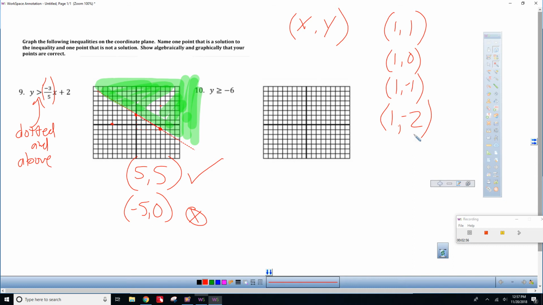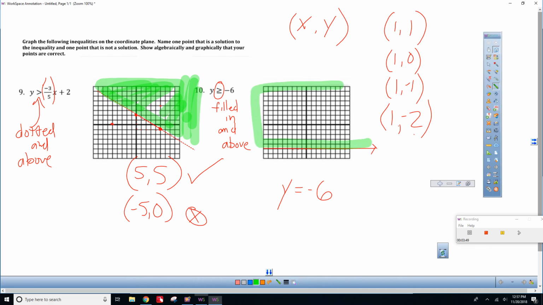Well, let's look at some points. What is the line y equals negative 6? Well, that's going to contain the points (0, negative 6) and (1, negative 6). All of those points have y equals negative 6. Well, we want y to be greater than or equal to, so this is a filled-in line, and we want to go above it. So let's make this filled in, and let's shade above it. And you'll notice that all of those points in the green shaded zone satisfy that requirement. Hope that helps. Boom!